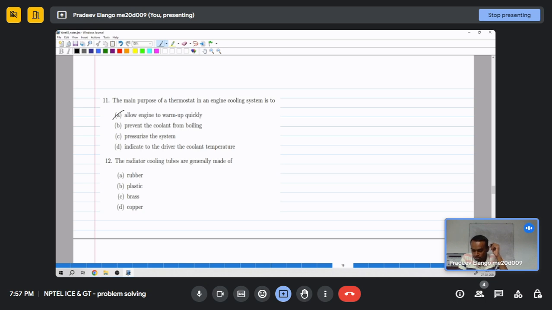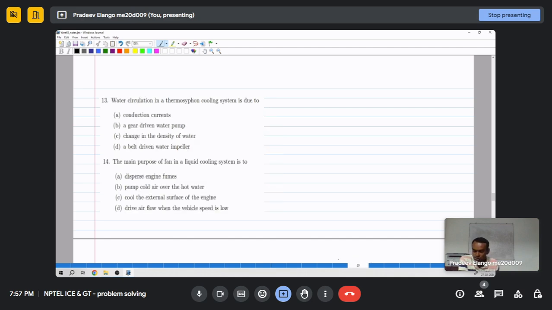The radiator cooling tubes are generally made of copper, brass, plastic, or rubber. Out of these, copper seems fine. Nowadays, aluminum is also used. Water circulation in a thermosiphon cooling system is due to conduction currents, a gear-driven water pump, change in density of water, or a belt-driven water impeller. For thermosiphon, it is because of the change in density of water.